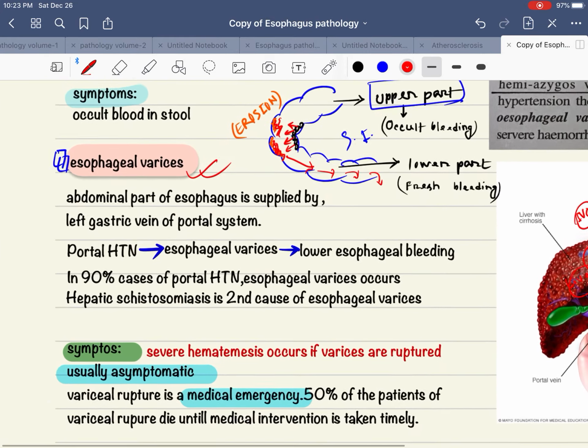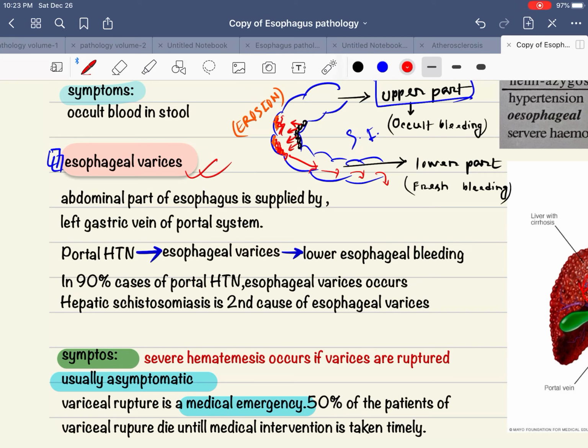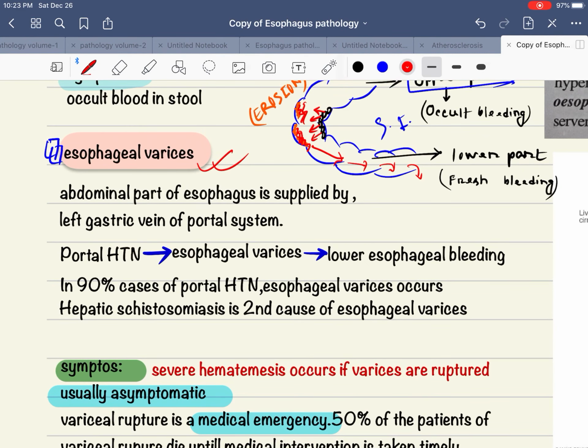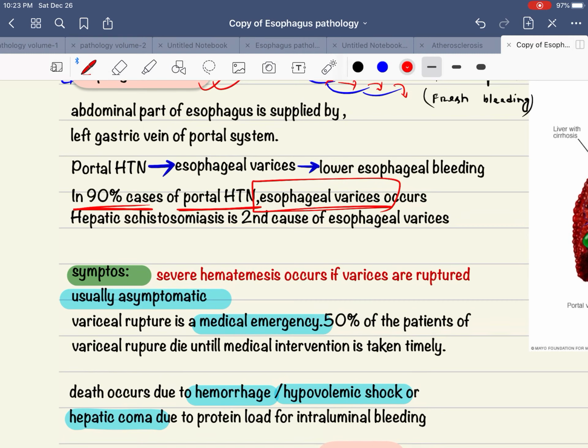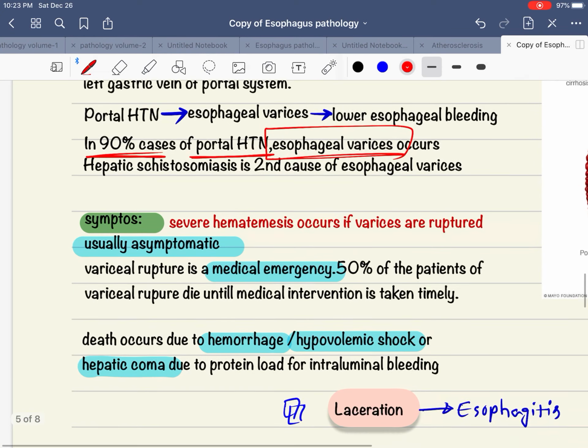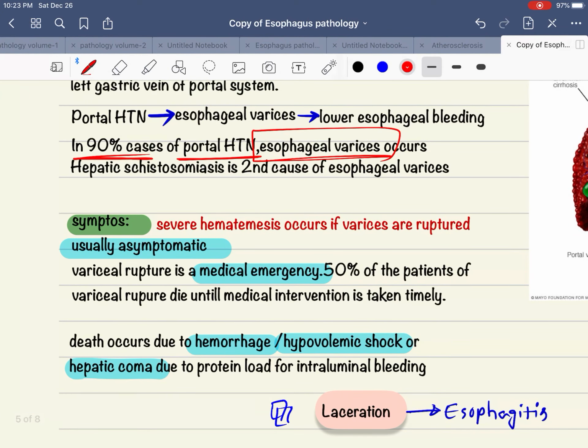So what is the complication of esophageal varices? Because the veins are very fragile, at any time they can break down, and it will cause excessive bleeding. It is a medical emergency, and in 90% of patients who have portal hypertension, they develop esophageal varices. And the complication is, if esophageal varices rupture, there will be huge hematemesis, and the patient will undergo hypovolemic shock, hemorrhagic shock. Okay, that's why we have to give fluid and electrolyte balance.